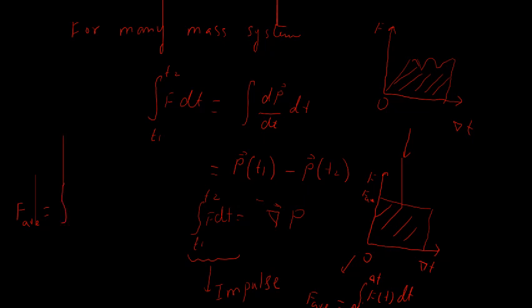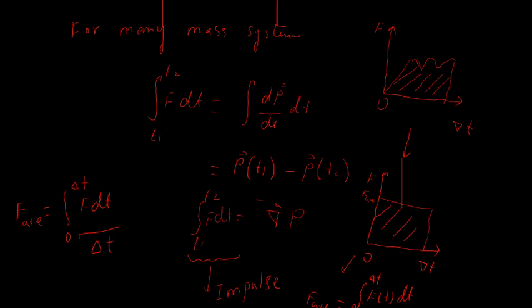I can rewrite it like this: F average is equal to the integral from 0 to delta t of F dt, divided by delta t. So this one is our average force, and this one is our relation between momentum and impulse.